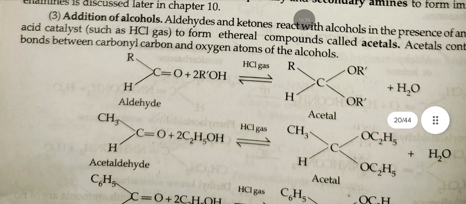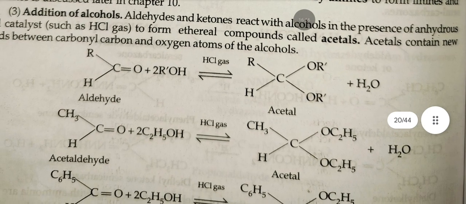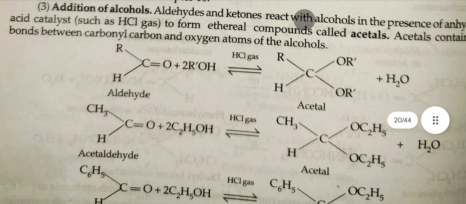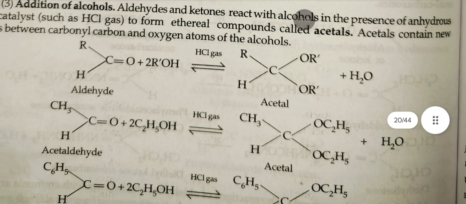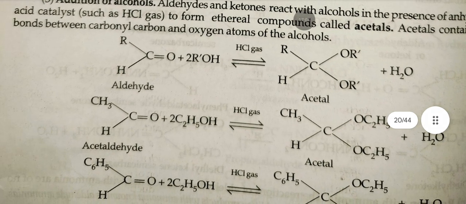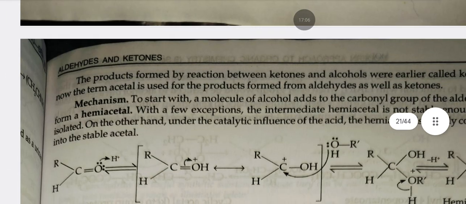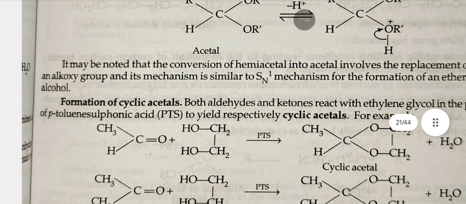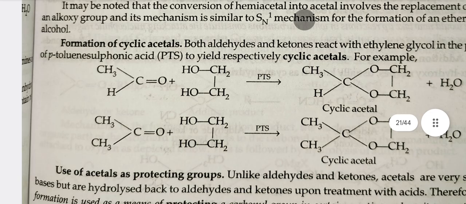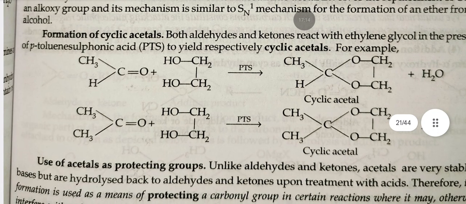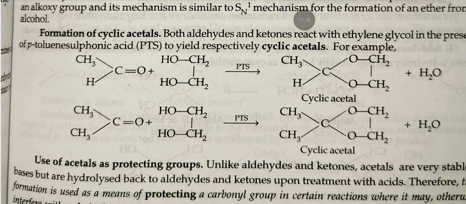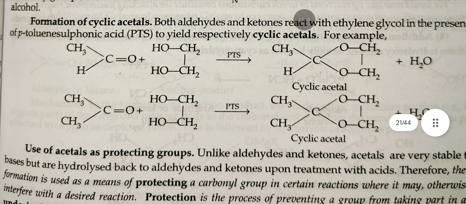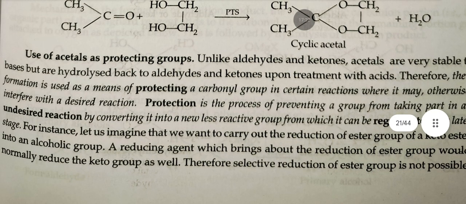Addition of alcohols. Aldehydes and ketones react with alcohols in the presence of an anhydrous acid catalyst to form ethereal compounds called acetals. Acetals contain new bonds between the carbon and oxygen atoms of the alkoxy groups. Formation of cyclic acetals. Both aldehydes and ketones react with ethylene glycol in the presence of p-toluenesulfonic acid (PTSA) to yield cyclic acetals respectively.